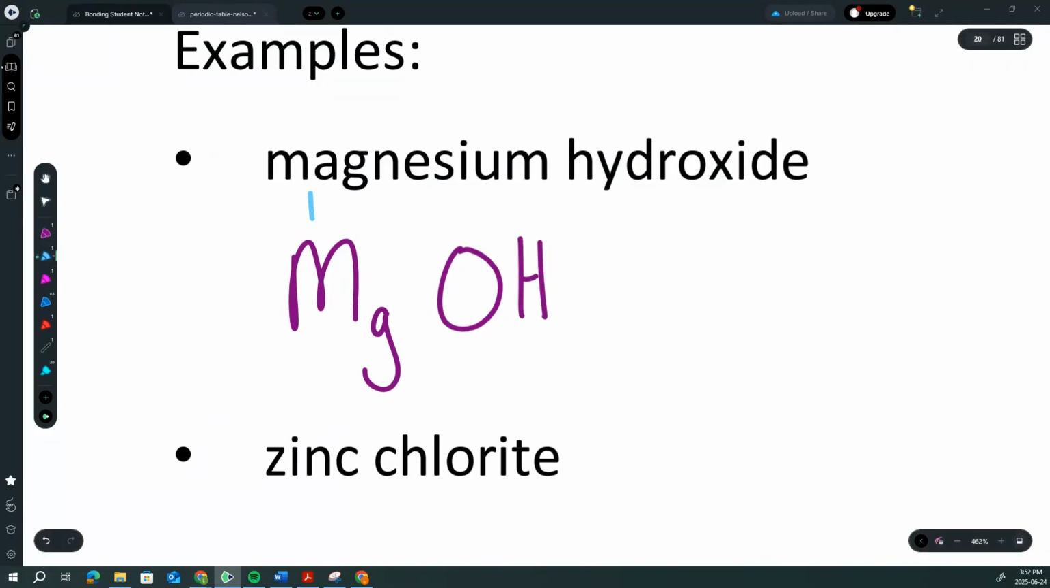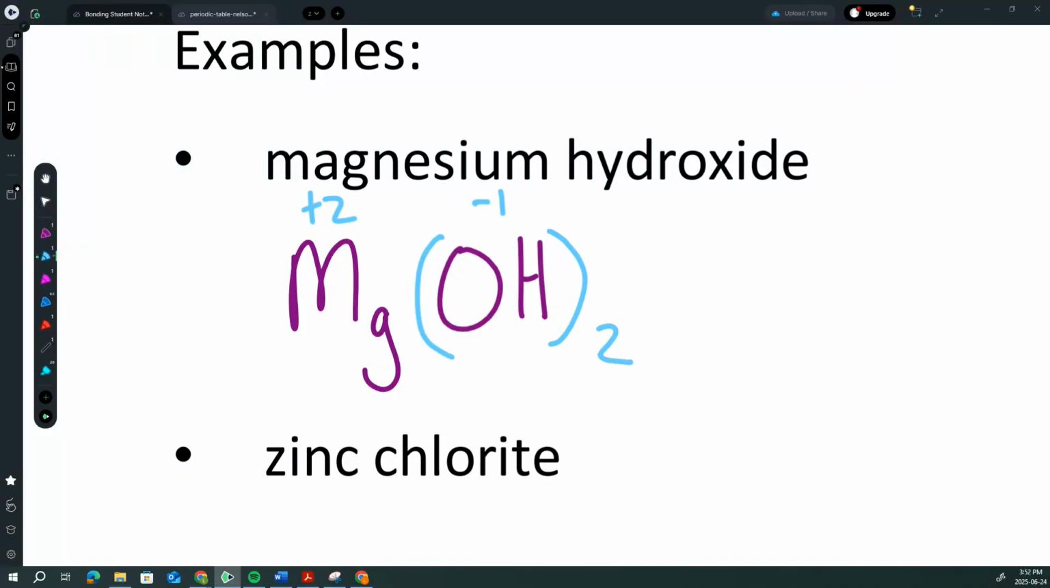So magnesium likes to have a 2 plus charge. Hydroxide likes to have a 1 minus charge. Let's do the crisscross applesauce, because we're going to need more than 1 hydroxide ion. Because it's a polyatomic ion, I got to surround it with brackets and then write a 2 to denote that there are 2 hydroxides so that this does balance out. Okay.